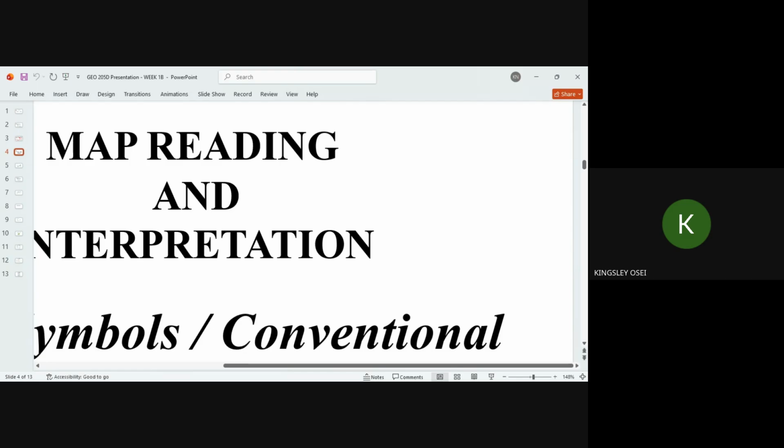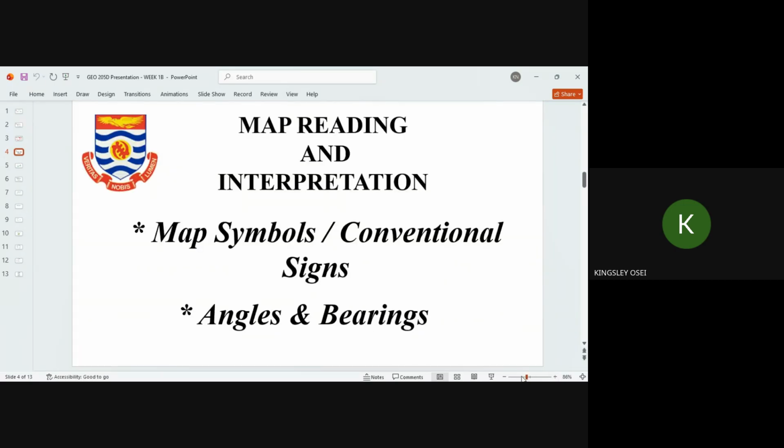We will see how we deal with angles and bearings. So my next discussion is going to be on angles and bearings. Most often than not, when you are dealing with map reading, at times you want to know the location of one feature away from the other. To be able to describe orientation in space, alignment in space, among others, we need to look at bearing, which is talking about direction or orientation.